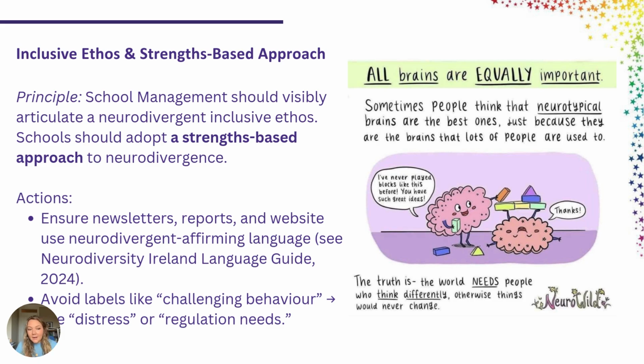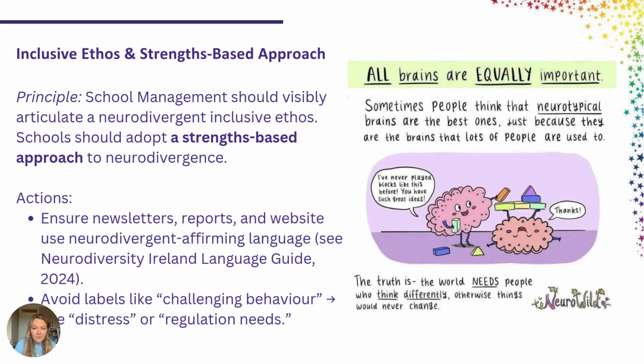So how you can action this is ensure that all school newsletters, school reports, any communication about a student, and any of your websites use neurodivergent-affirming language. You can use the Neurodiversity Ireland language guide to help you. One of the examples is we're moving away from labeling challenging behavior and talking about distress or regulation needs.